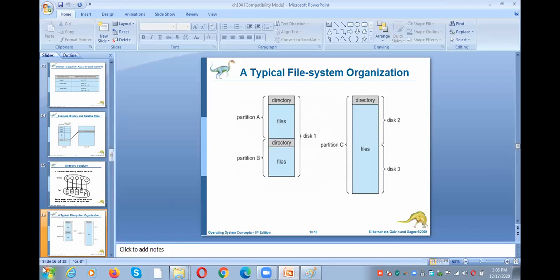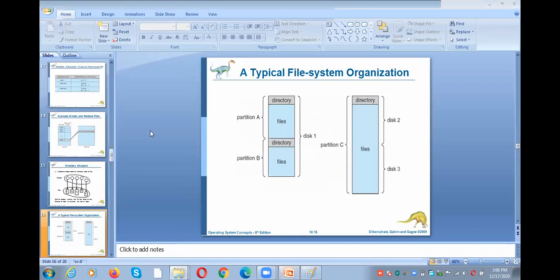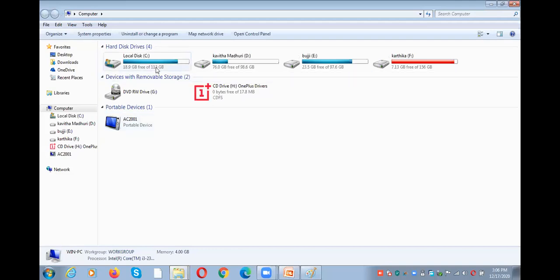Simple. If you are not understanding, let's go to My Computer. If you observe here in My Computer, the entire thing is called a hard disk. The disk is divided into how many portions here? The disk is divided into 4 portions. Local disk C is one portion, D is another portion, E is another portion, and F is one more portion. Right? It is my wish, and I would like to partition the hard disk into 4 different disks. Like that you can divide it into G also. It is your wish.